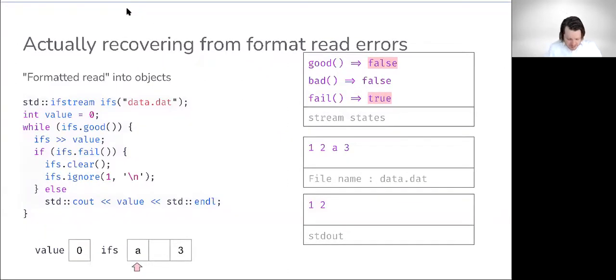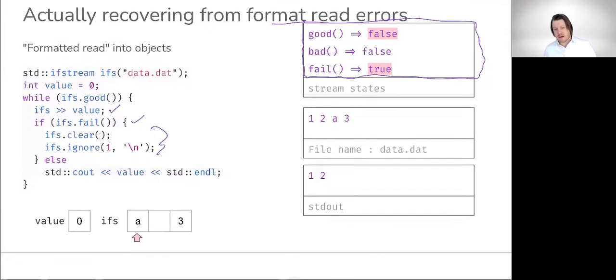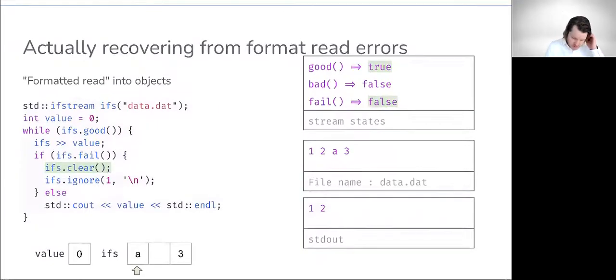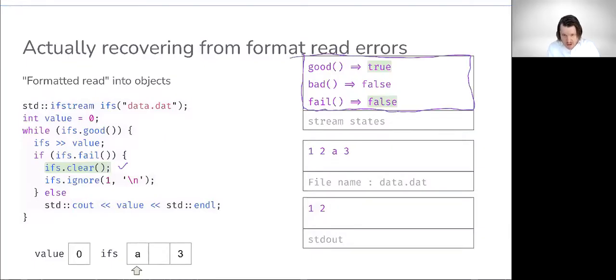Immediately after this statement, this is the state of our stream. We're no longer good, and fail is evaluating to true. When we hit that statement, fail is true, so we're going to get into this block of code. Let's see what happens. First thing, we're resetting the state of the stream. So ifs.clear is simply returning the state of the stream back to good. Notice clear is not ignoring any characters. All it is doing is resetting the flags on the stream.